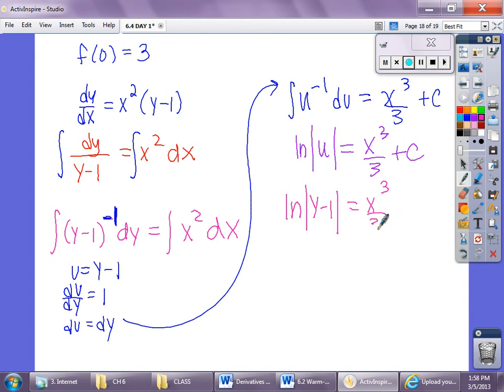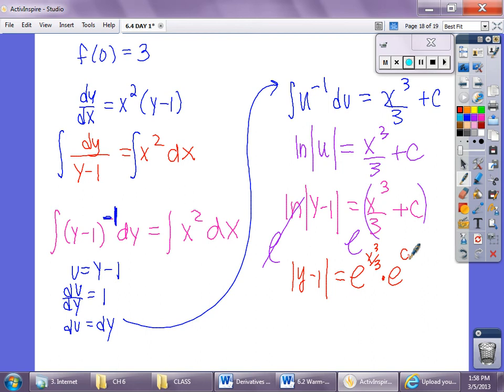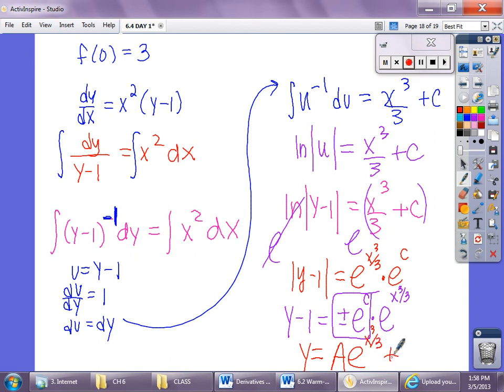All right. So, now, I want to use e. There we go. Cancel. I end up with the absolute value of y minus 1 is equal to e to the x cubed over 3 times e to the c. To get rid of the absolute value symbol, I use a plus or minus. I'm going to put the constant in front. I'm going to replace this whole thing with an a. And I end up with y is equal to a e to the x cubed over 3 plus 1.